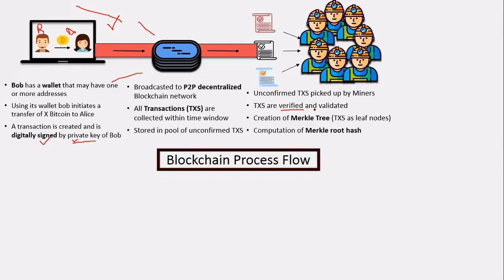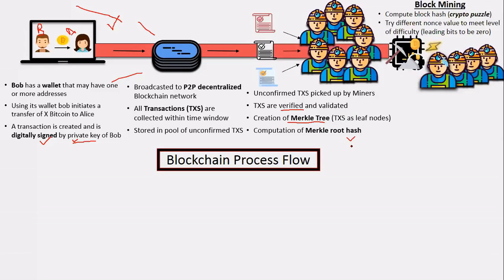Once they have verified all these unconfirmed transactions, they will then create a Merkle tree, right? All the transactions are at the leaf nodes, and progressively they will compute the hash of these transactions. All these miners compute in parallel. They will not talk with each other; they will just parallelly and individually carry out this mining process, right? They will verify individually all these unconfirmed transactions, then create a Merkle tree, and then compute a Merkle root hash.